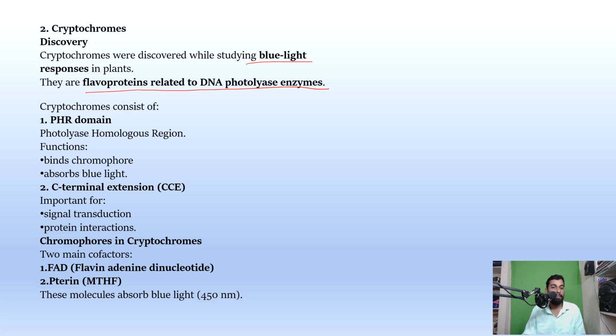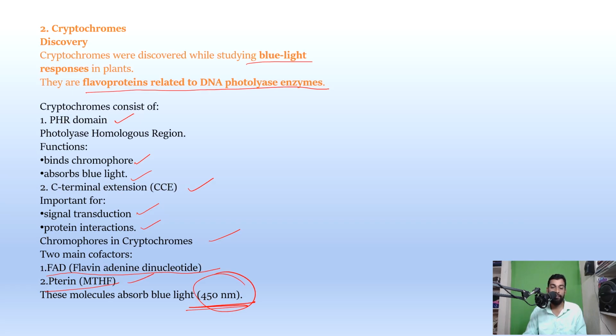Remember them. Cryptochromes consist of a PHR domain, the photolyase homologous region. Its function is that it binds to chromophores and absorbs blue light. The second part is the C-terminal extension, that is CCE. It is important for signal transduction and protein interactions. Chromophores in cryptochromes: there are two main cofactors. They are FAD, that means flavin adenine dinucleotide, and the second one is pterin. These molecules absorb blue light.